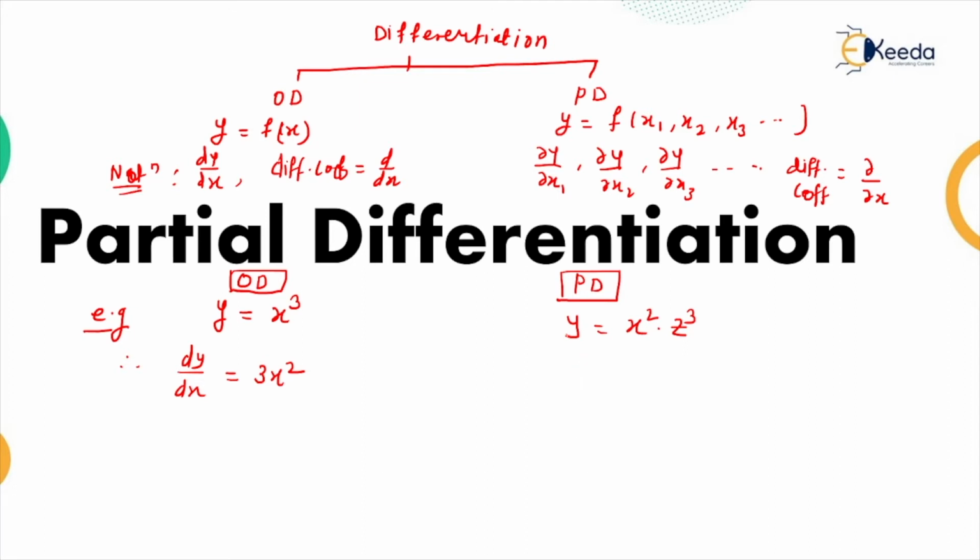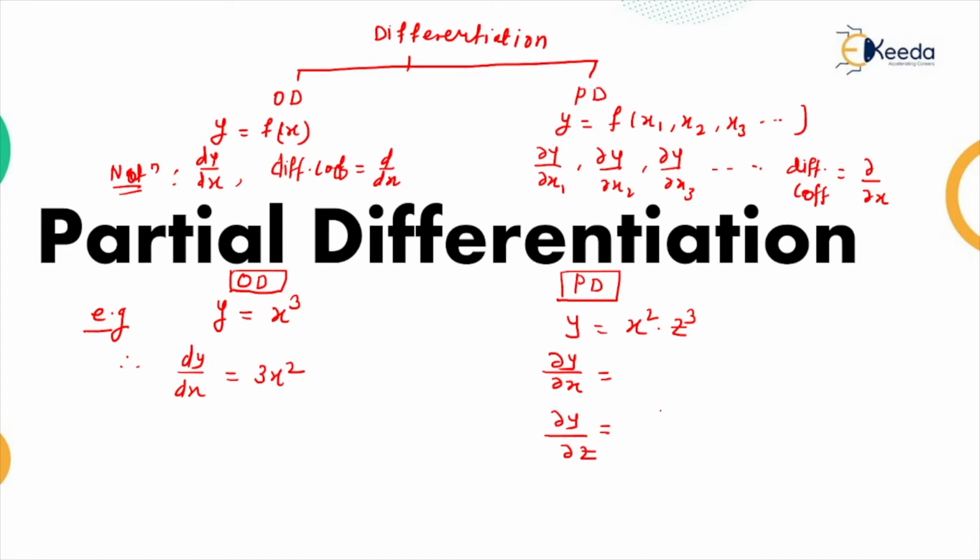Now observe y is equal to x square into z cube. It contains two independent variables, so we have to take the differentiation of y with respect to x, and also the differentiation of y with respect to z. That is partial differentiation, meaning here we differentiate y in two ways: first dabba y by dabba x, and second dabba y divided by dabba z. I hope you understand. In partial differentiation, you take the partial derivative of y with respect to x and also with respect to z, because there are two independent variables here.